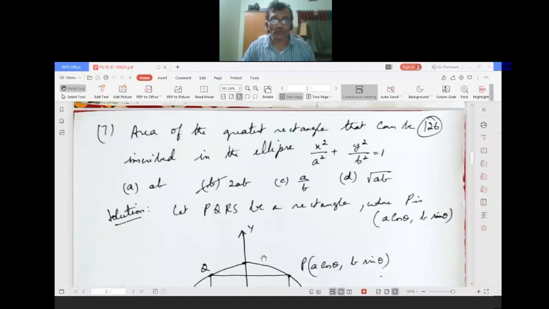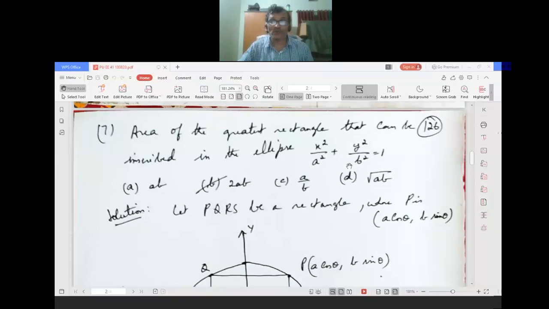So I hope you followed. Once again I'll explain. The question is the area of the greatest rectangle that can be inscribed in the ellipse x squared by a squared plus y squared by b squared equals 1. Area of the greatest means the area is maximum.